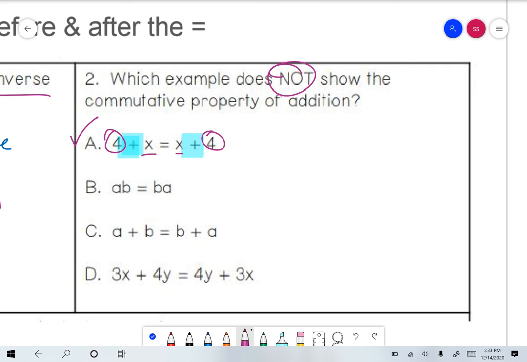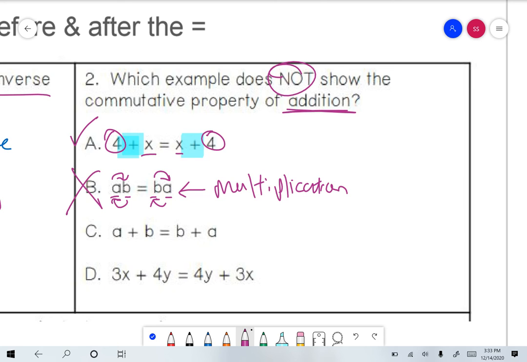Option B, we have A times B and B times A. So we are switching the order, but here we're looking at multiplication, not addition. So B does not work. Let's look at C. We have A plus B equals B plus A. So we are adding on both of them, and we are just swapping the order. Swapping the order, so that works.